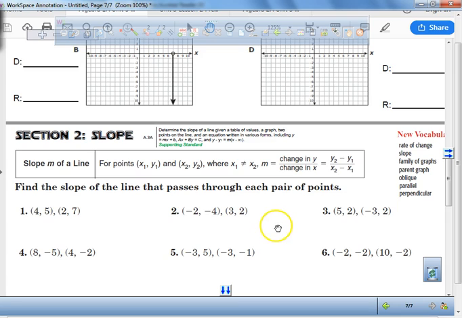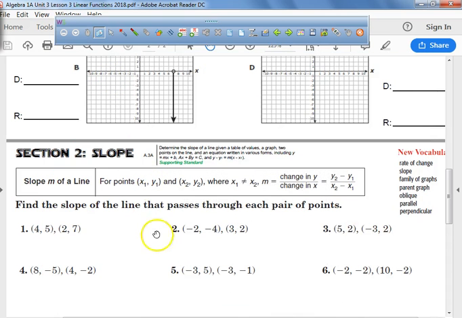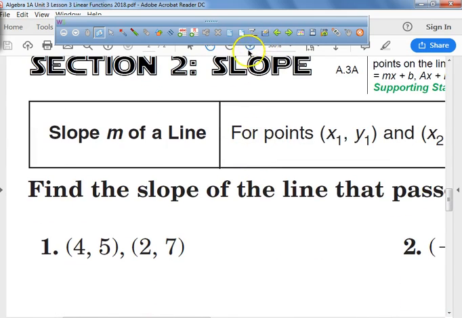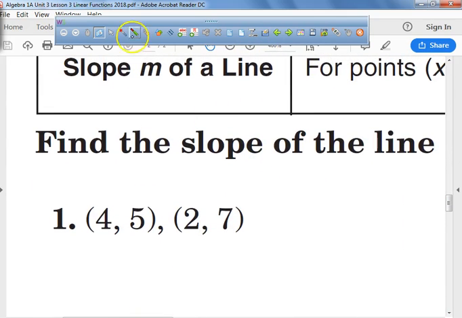This is going to be one of your assignments that you're going to be doing online on Khan Academy. I want you guys to practice before you do that assignment. So we're going to go ahead and start with problem number 1. We're going to find the change in the y over the change in the x. So here we go. Problem number 1.